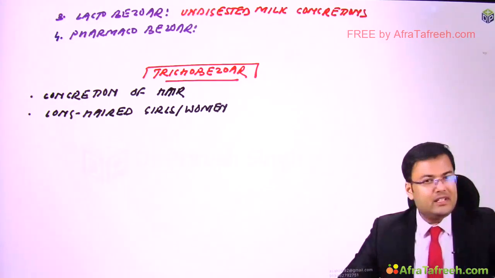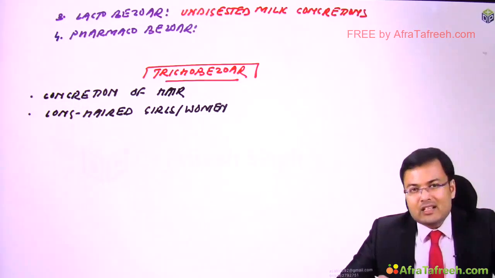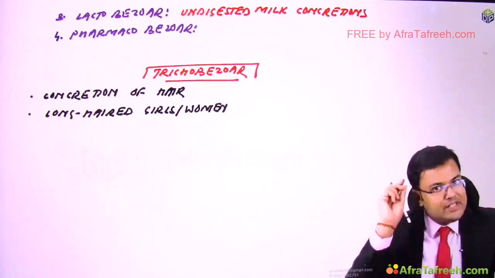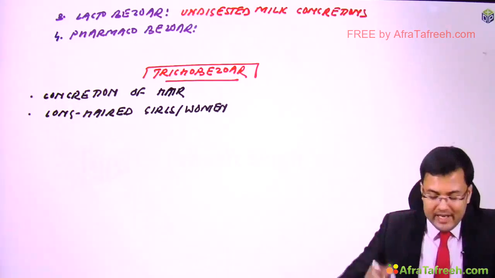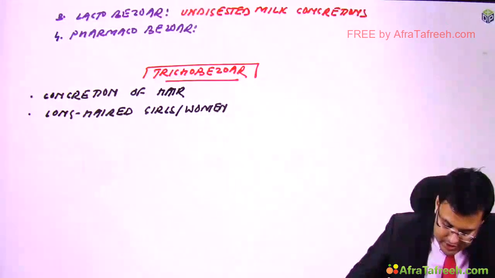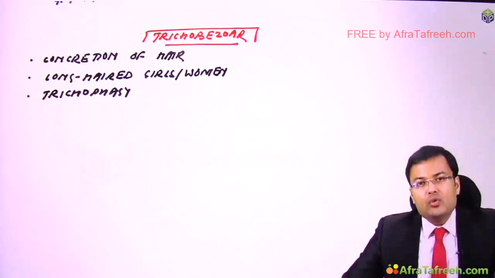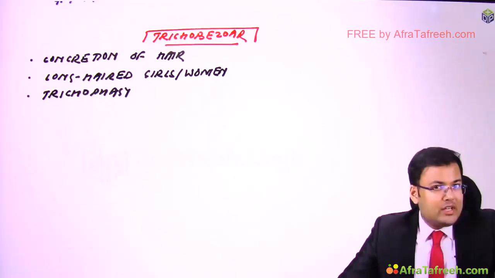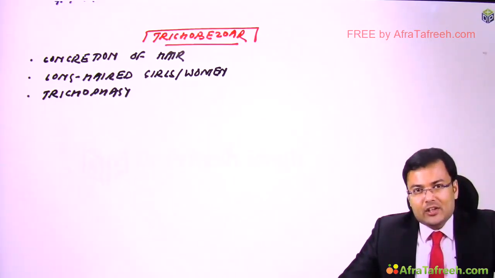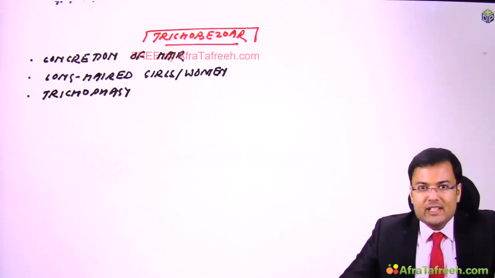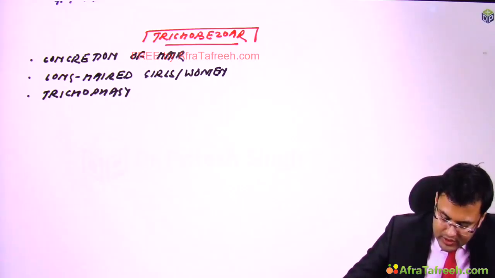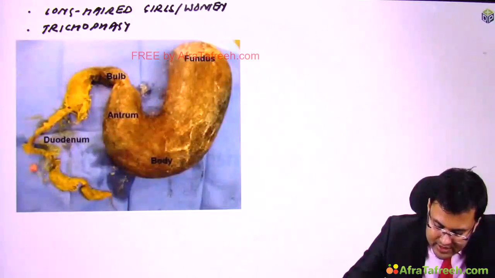What is the problem with these girls or women? They have a psychiatric abnormality of trichophagy. Trichophagy means eating their own hair. So it's associated with trichophagy. There is a condition known as Rapunzel syndrome. What is Rapunzel syndrome? There is collection of hair, and these hair are so long that there is extension of this hair till duodenum.